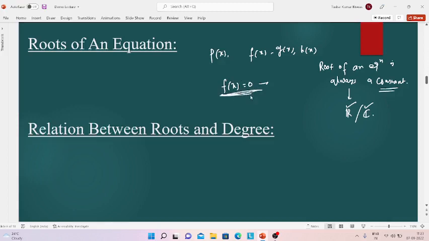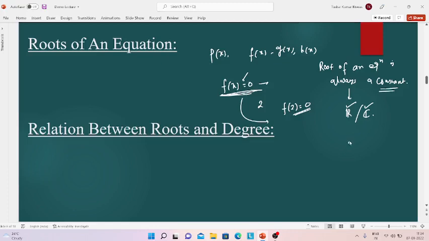And that must satisfy this equation. Suppose 2 is a root of this equation, then definitely if we put 2 instead of x, then f(2) will be 0. This condition will be satisfied. So a root of an equation is nothing but a constant term, which may be real or complex, and it must satisfy the equation. That is all about the root of an equation.